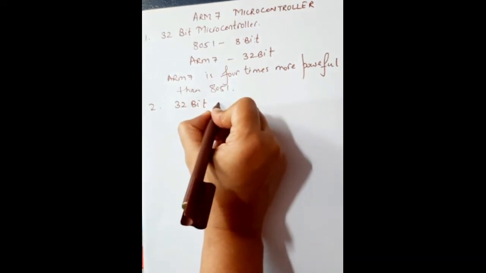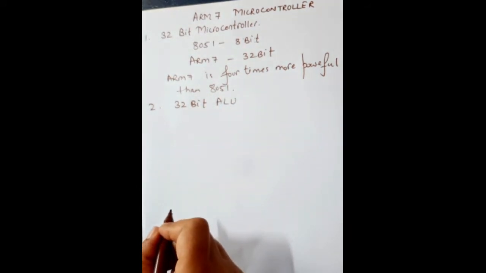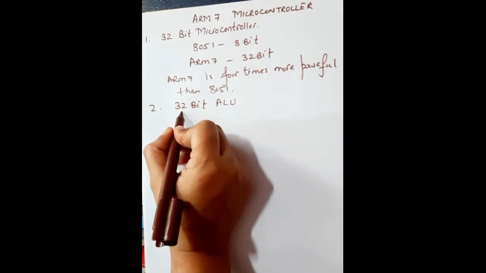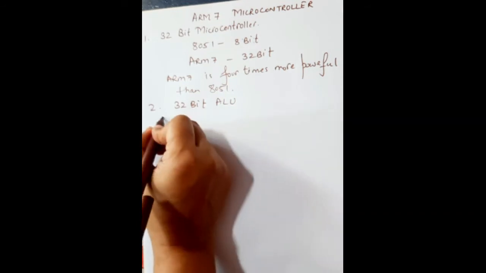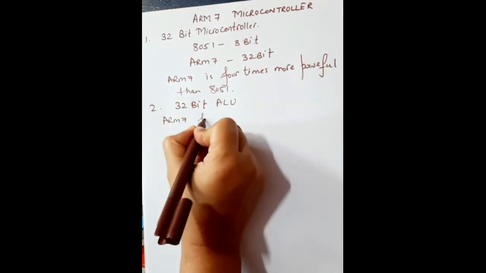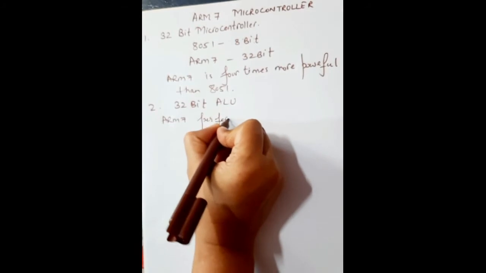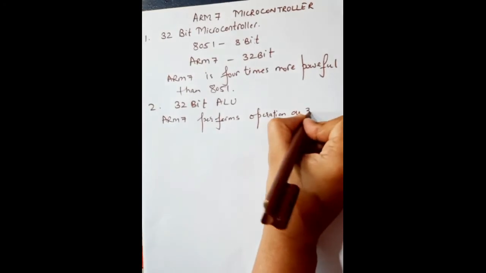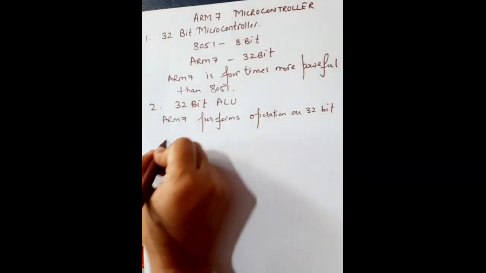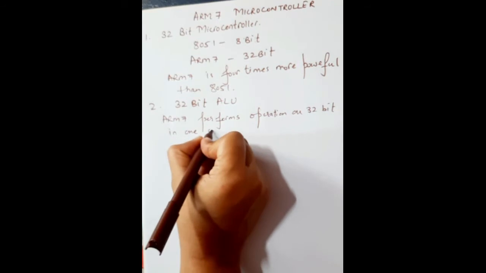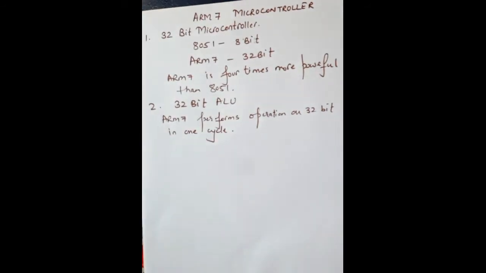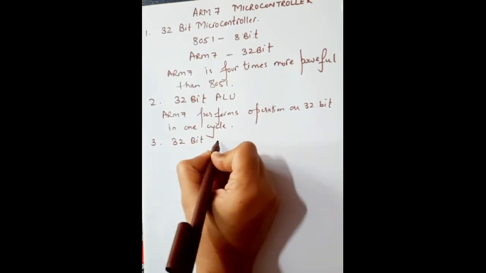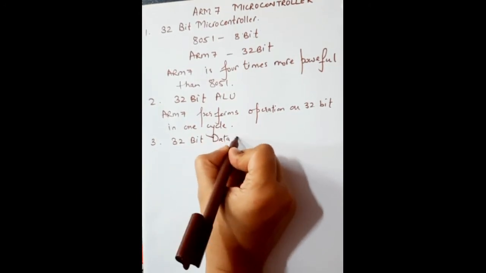Second, ARM7 has a 32-bit ALU. ALU means arithmetic logic unit. So this means ARM7 performs operations on 32 bits in one cycle. ARM7 is having a 32-bit data bus.